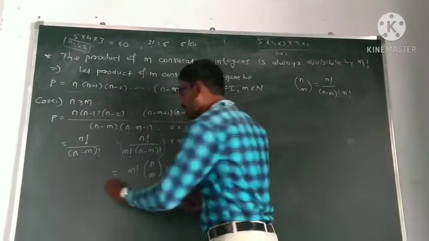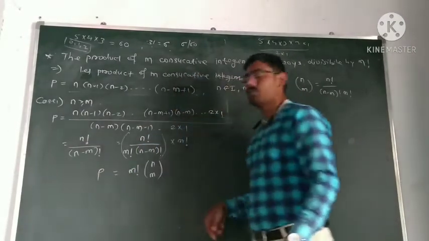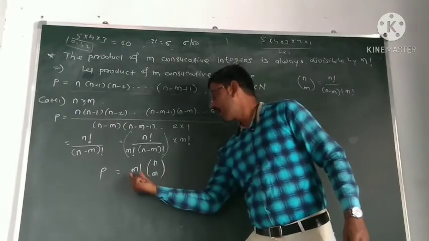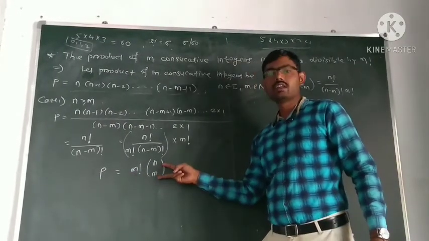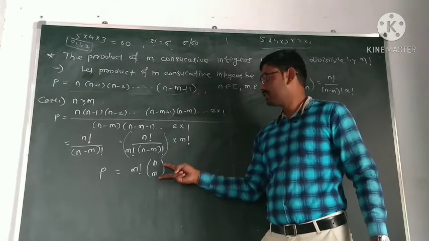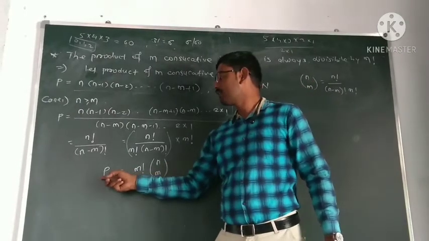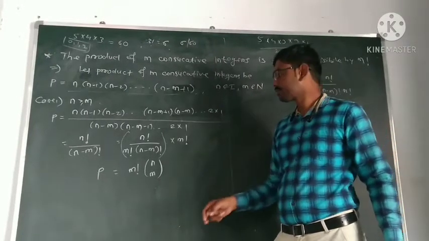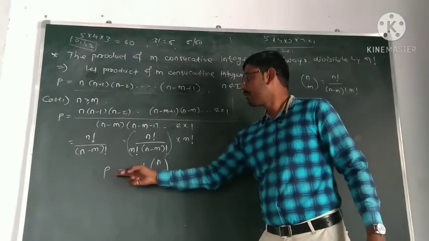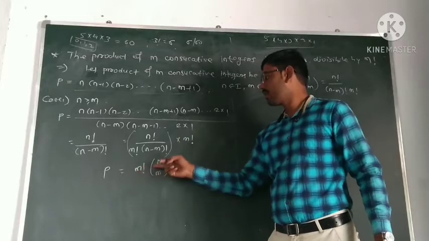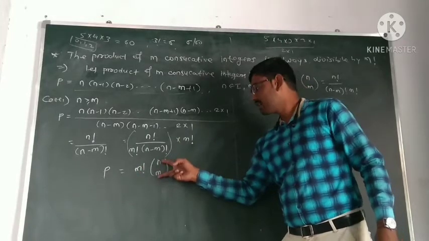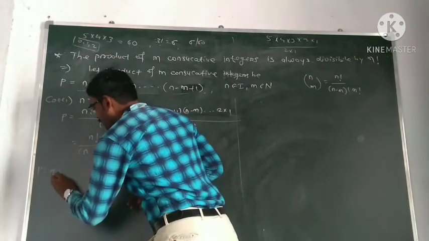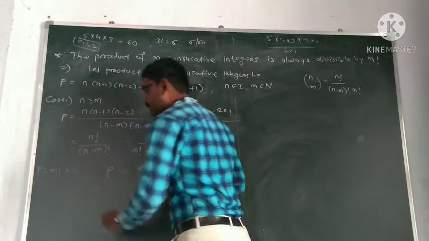And this is the product of m consecutive integers. So the product of m consecutive integers is equal to m factorial into some integer. This means m factorial divides P, that is, m factorial divides the product of m consecutive integers. So the product is equal to m factorial into n choose m, which is some integer. So the product is equal to m factorial into some integer.